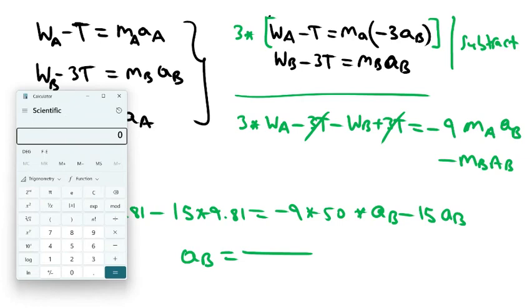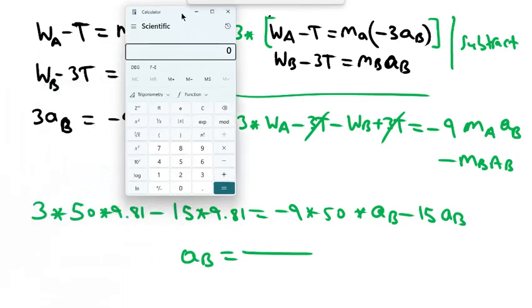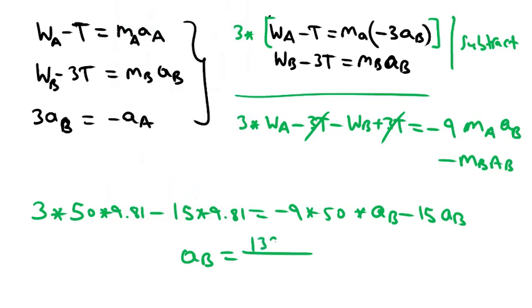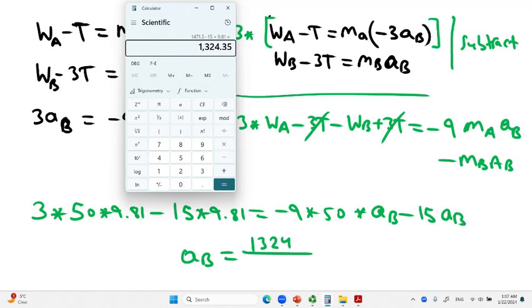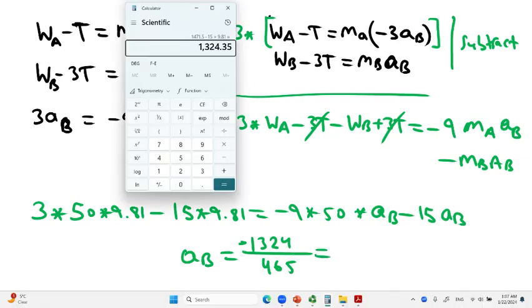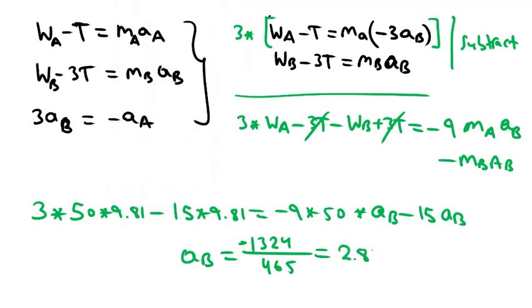That will be 150 times 9.81 minus 15 times 9.81. So that will be 1324, and that one divided by the right hand side, which is 450, 465. Okay, and then negative sign here. And then that means that AB is divided by 465, 2.84 negative meter per second squared.